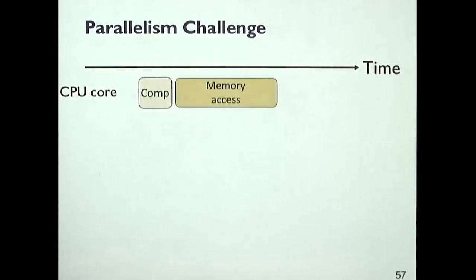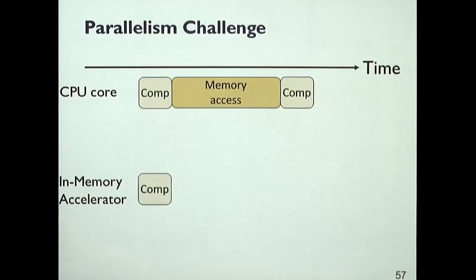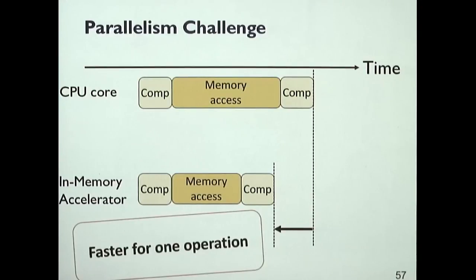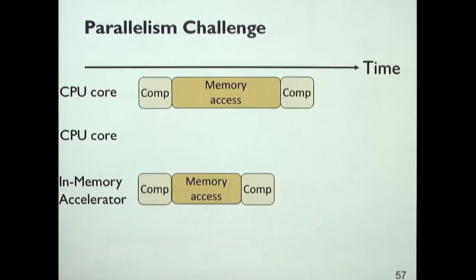Well, there's a couple of things. If you have a CPU core versus an in-memory accelerator, the benefit you're gaining is really the memory access latency, right? So let's say this is your traversal of linked data. Let's say one iteration of your linked data traversal takes this much time. You reduce that. So for one operation, you get reduced latency. That's one of the benefits.